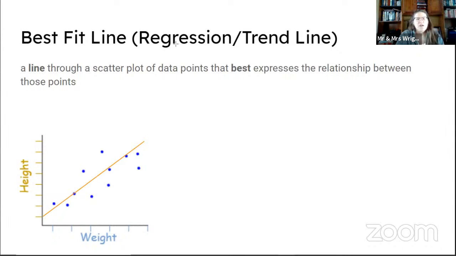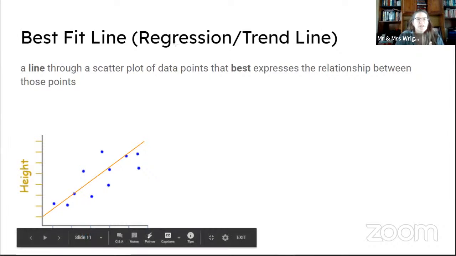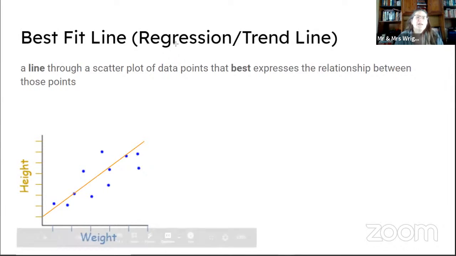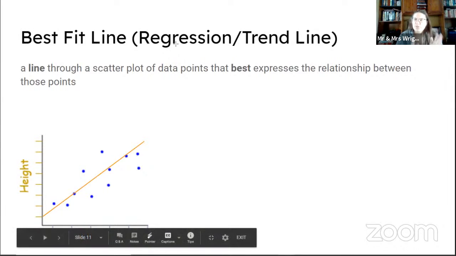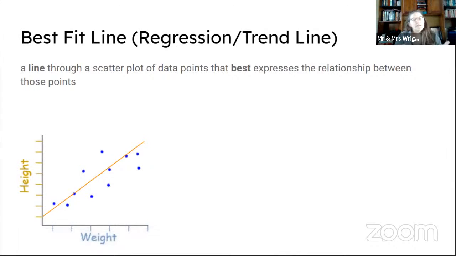So if we had someone whose weight is 250 pounds, how high do you think they could be? What's a possible height? What's the best guess height they could be? And you could plug that into the formula for your best fit line and get an answer.